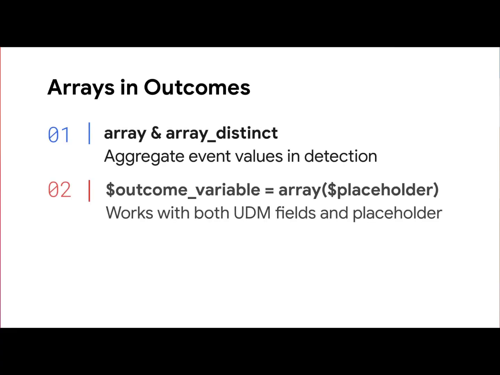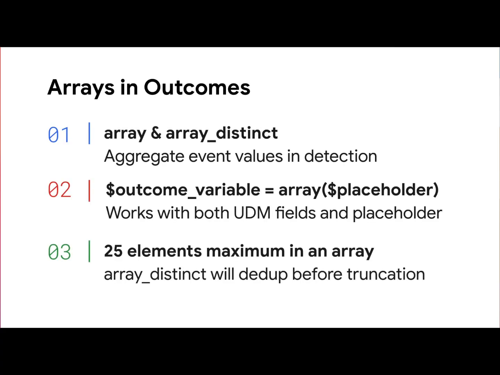Array and array distinct are just two of the aggregate functions that can be used in the outcome section. Remember that all event values must be aggregated in rules that contain multiple values. To use these aggregate functions, they follow a common syntax. The outcome variable equals the aggregate function like array or array distinct, followed by parentheses with either the UDM event field with the event variable or the placeholder variable inside of it.